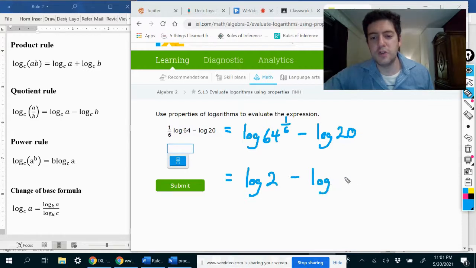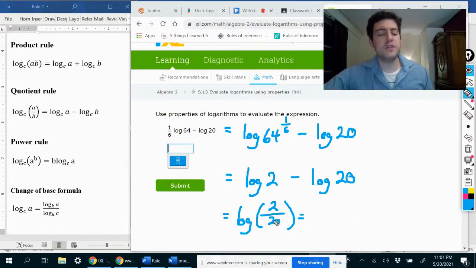Now we're going to use the quotient rule. Since we see subtraction here, we're going to divide these. So we have now the log of 2 over 20. And careful, that says 2 divided by 20, not 20 divided by 2. 20 divided by 2 would be 10. 2 divided by 20 is 1 over 10. So this is the log of 1/10.